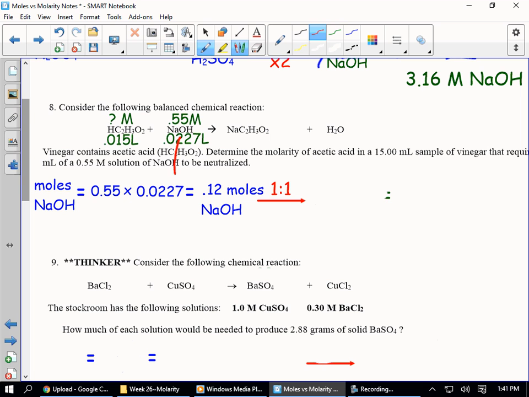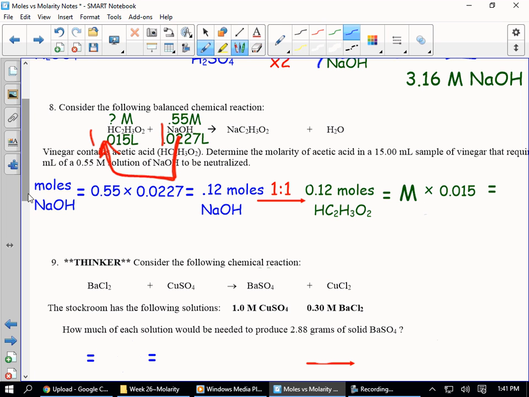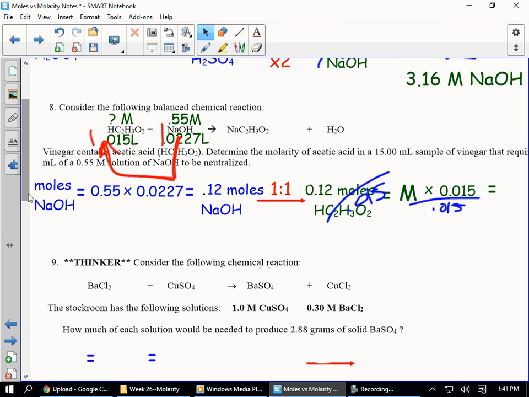Okay, so now even if I go from here to here, I go backwards, but it's still a 1 to 1. So that's exactly how many moles of vinegar I have. I'm looking for the molarity of vinegar, and I have the volume. So in order to do this, divide this by 0.015. You are looking at 0.80 molar.